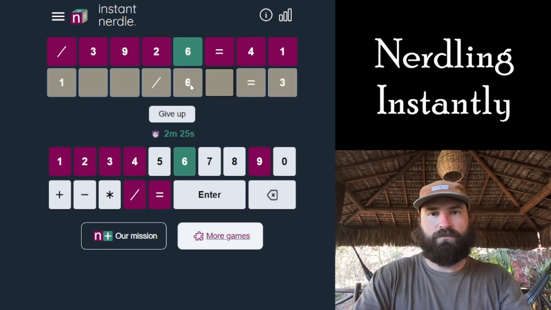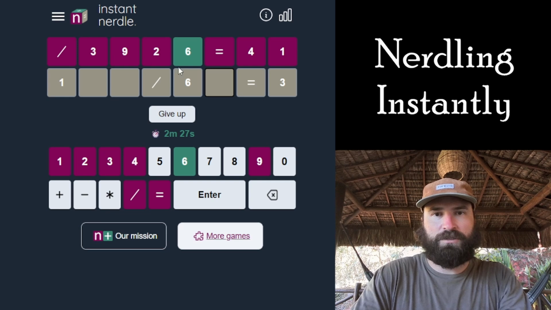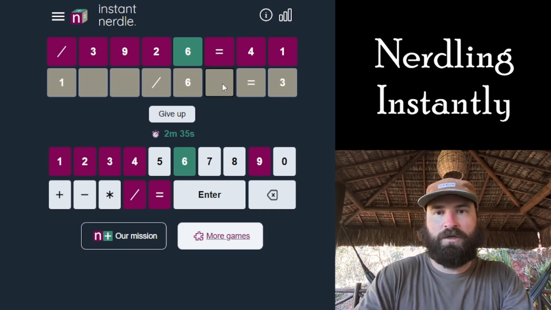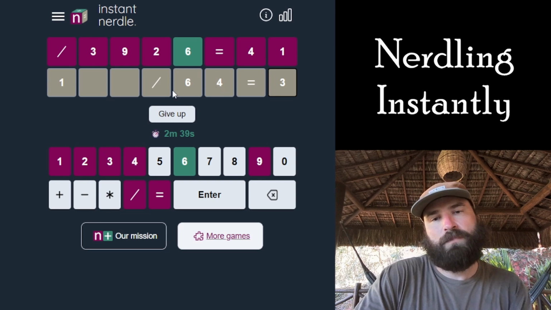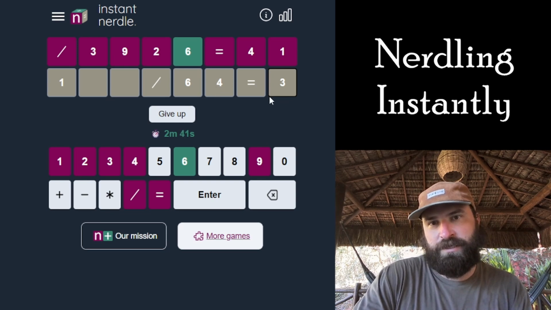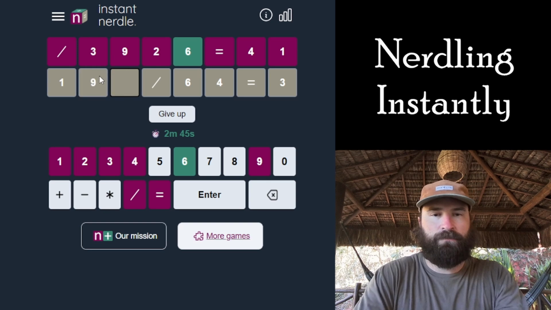So I've tried 3 and 1 here, so I can do a 2 here, but that would end in a 6 because 3 times 2 is 6, so we only have 1 6, so that doesn't work. If I put a 4 here, 3 times 64. So 3 times 60 is 180, plus 12 is 192. That's the answer. There's an instant nerdle for you, dude.